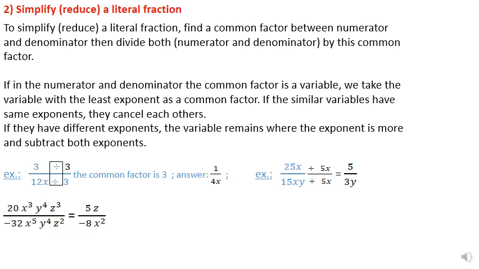25x over 15xy. So the common factor in this case is a number and a variable. So 5x, because both of them have 5x. So what you do is 25 divided by 5 is 5. 15 divided by 5 is 3. The x and the x are simplified. So what's left is 5 over 3y.